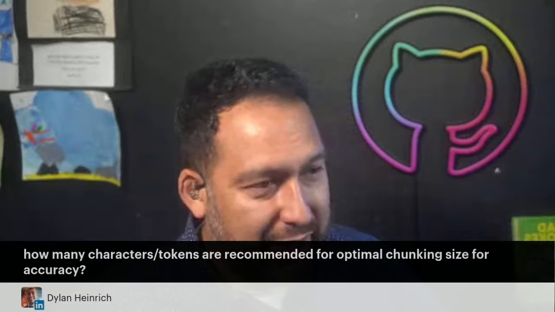How many characters or tokens are recommended for optimal chunking size for accuracy? That's really something where you've got to eyeball test it and then really evaluate test it.